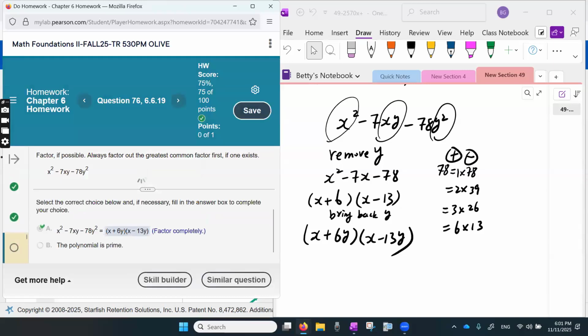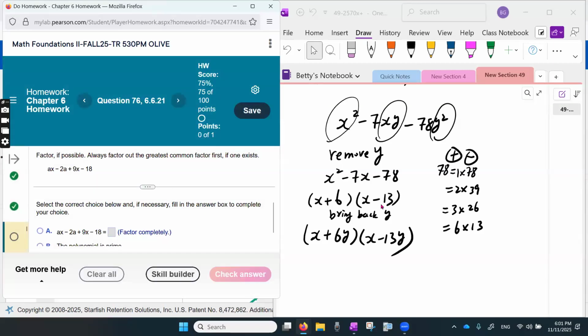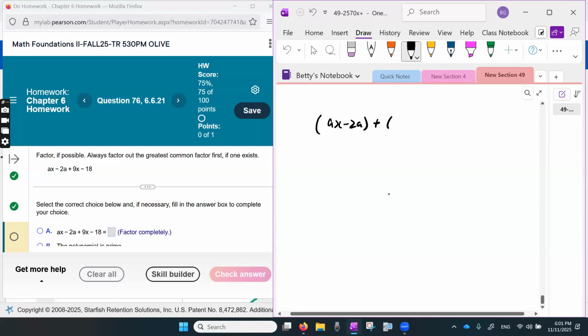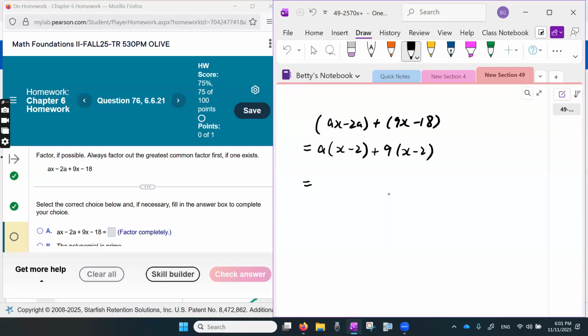Next. All right. 4 terms. We can group the first two and the last two. If the polynomial has 4 terms, factoring by grouping. Group 1, factor out a, inside the parentheses, x minus 2. Second group, factor 9 out. We have x minus 2 inside the parentheses. So the two groups have a common binomial factor, x minus 2, a plus 9.